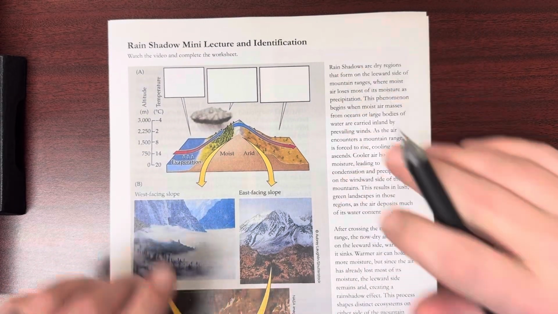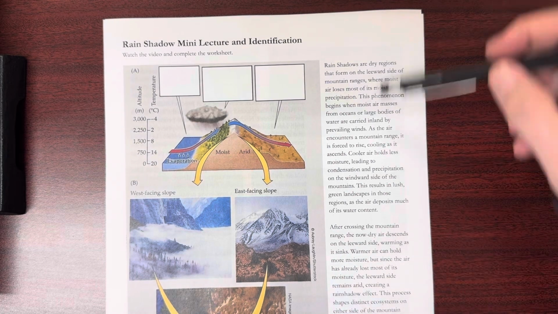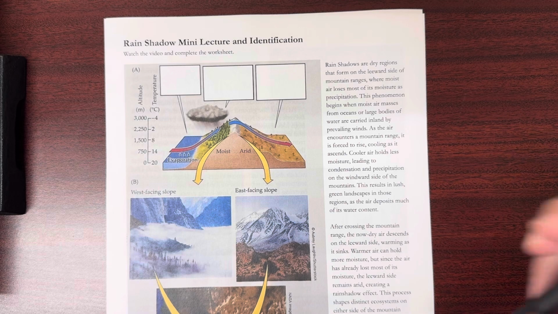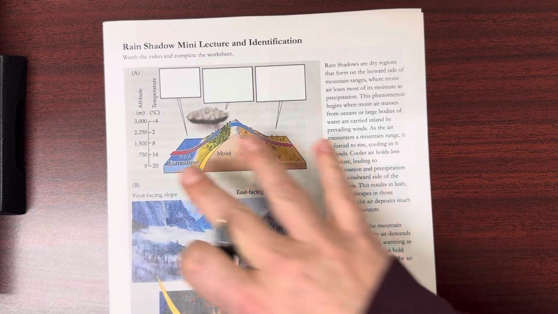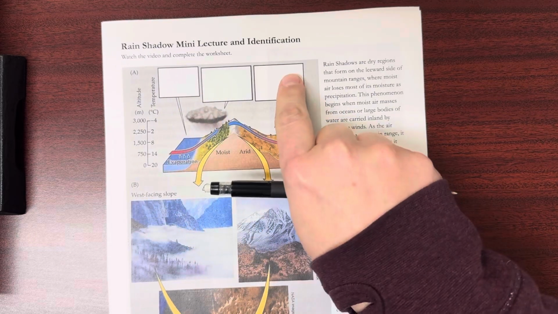Hello, today I'm going to go over the rain shadow mini lecture and identification. So here it talks about rain shadows, gives you pretty good information, and then we got some images here. So I'm going to go over the images and I'm going to fill in some notes here.